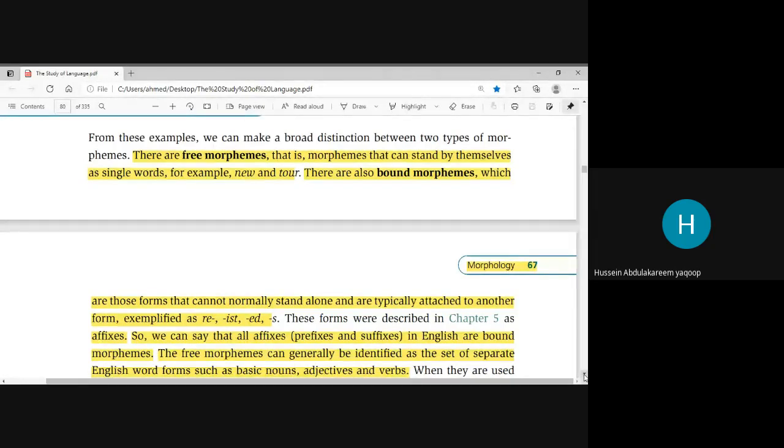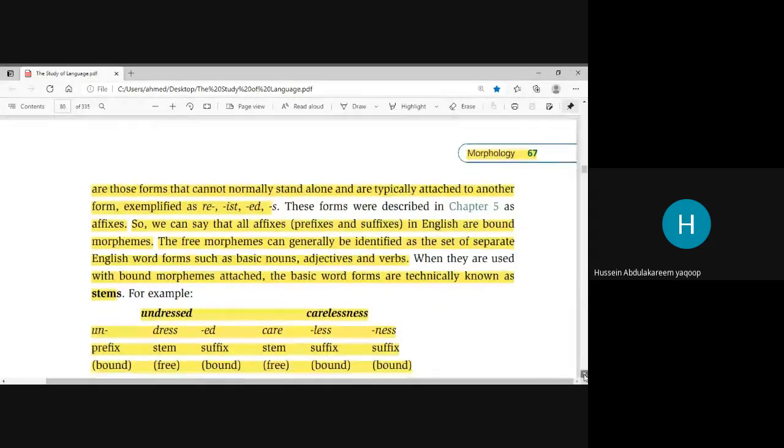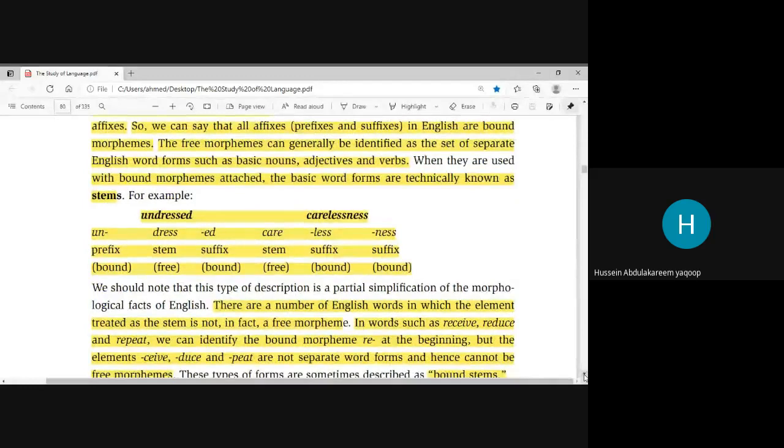Do they play any role? Of course, they play a big role in changing the form of the word and the category of the word. But they cannot stand alone. They must be attached to a free morpheme. Okay. This is a very clear explanation of the elements in general.